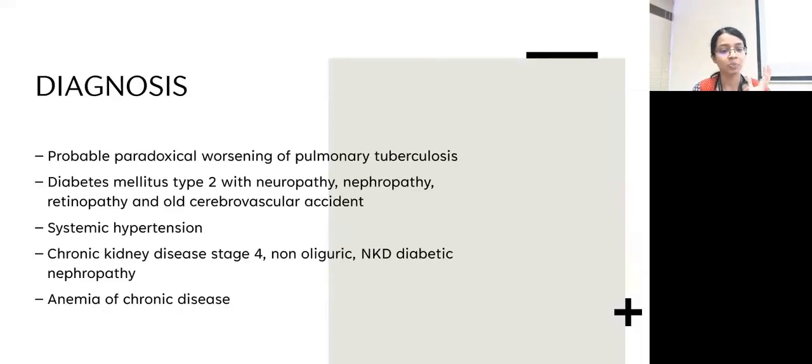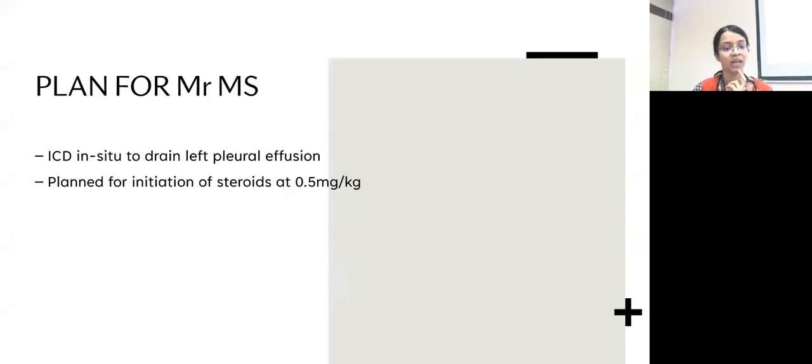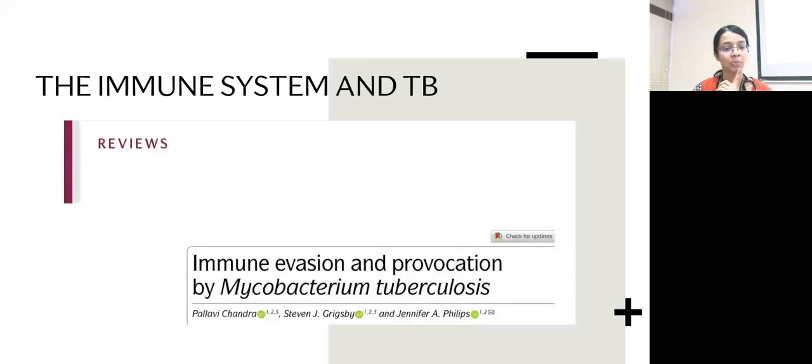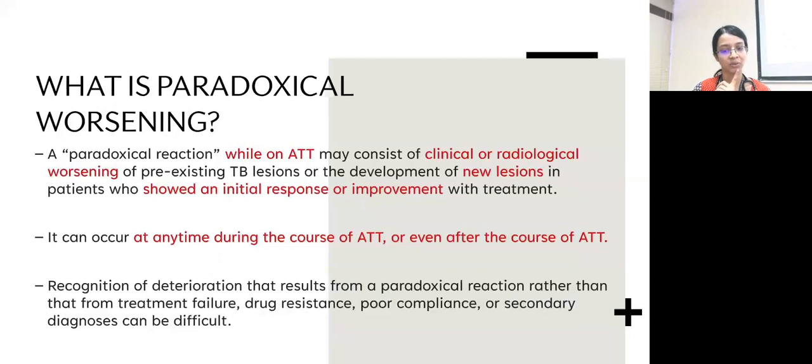So his diagnosis is probable paradoxical worsening of pulmonary tuberculosis with diabetes, hypertension, CKD, and anemia of chronic disease. We have inserted an ICD, intercostal drain, to drain the massive left pleural effusion, and he's planned for a course of steroids. I'll just touch upon a little bit about paradoxical worsening.